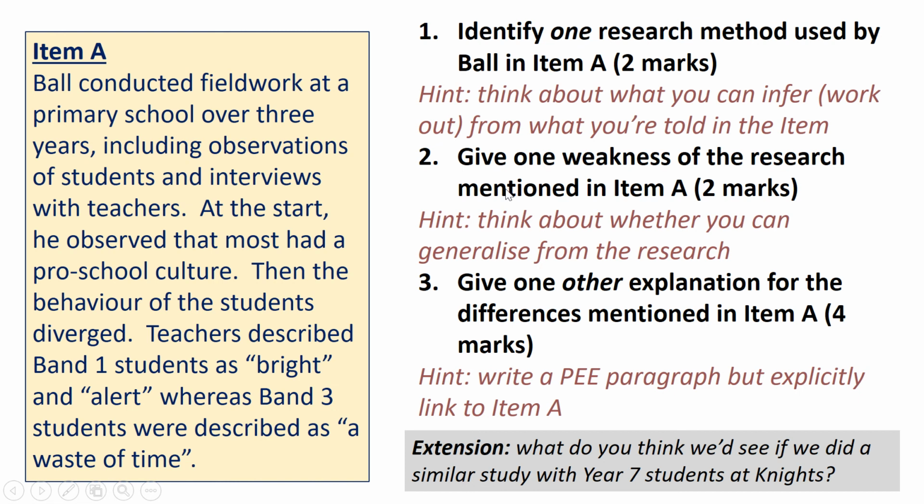One weakness, if it's non-participant observation, it isn't valid. He doesn't know what it means to the students. Do the students think that it's being in that set that caused them to have that negative attitude? Do the students recognize these labels? Do they think they're a waste of time? Do they think they're bright and alert? He doesn't know because he didn't get into the students' shoes, get into their point of view. So it's not valid research.